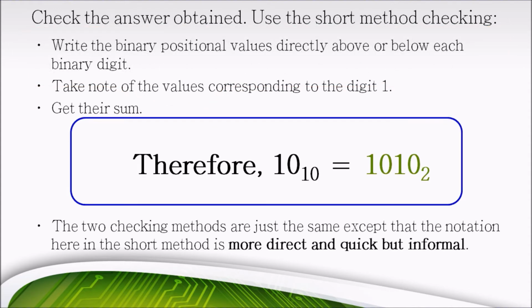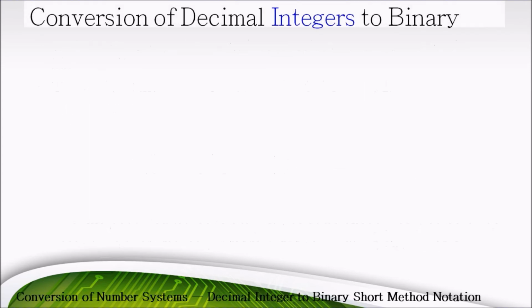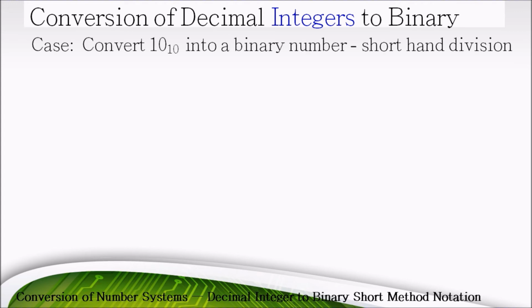The two checking methods are just the same except that the notation in the short method is more direct and quick but informal. This method serves best when you are checking solutions for your personal reference. Let's now convert decimal numbers into binary using the shorthand notation method. Working on the same case, convert the decimal number 10 into binary.